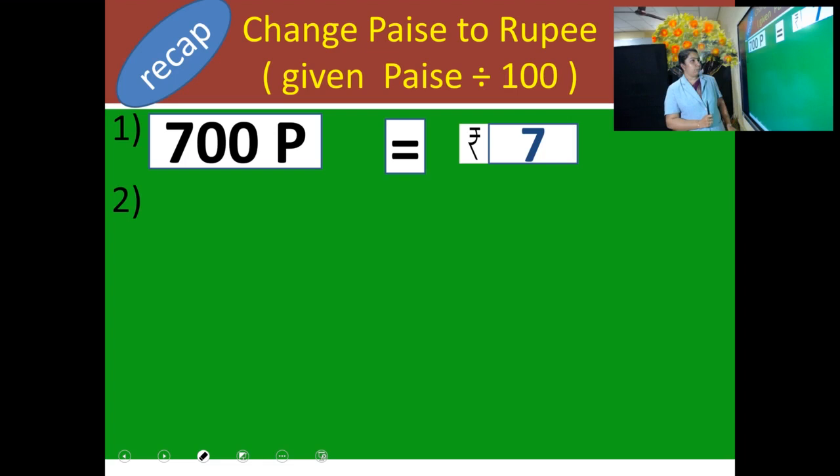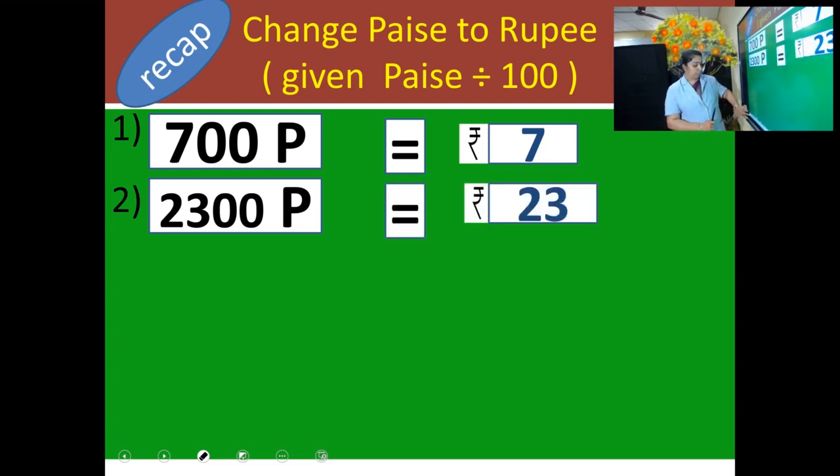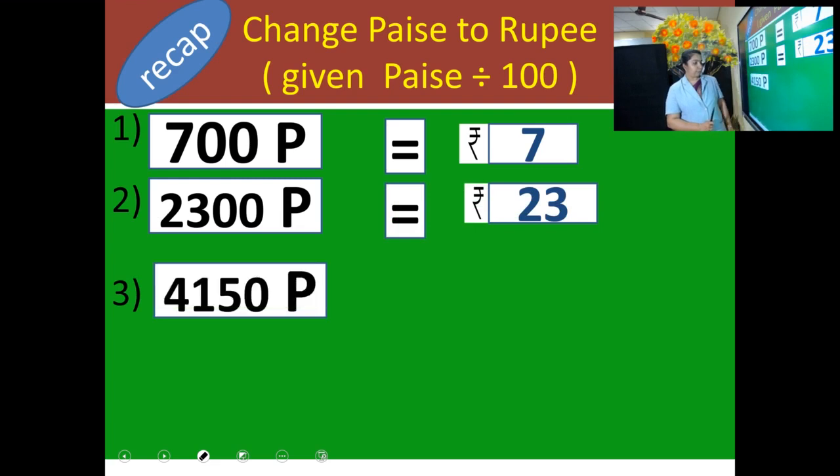Clear? Second, question number 2. 2,300 paisa. Which are the places you have to remove? The last two places, ones and tens. So what is remaining there? Yes, your answer is 23 rupees. Then third question.